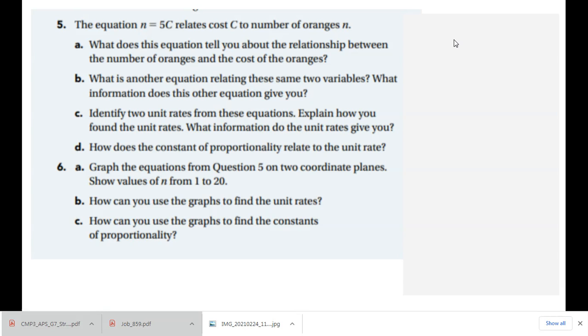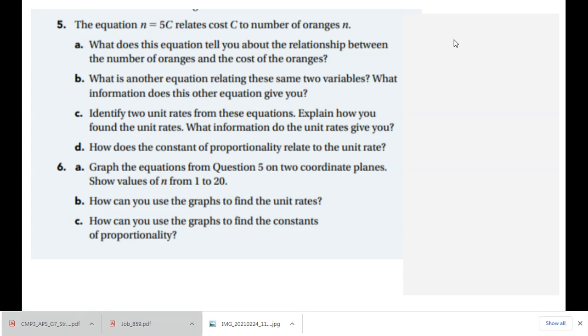Explain how you found the unit rates. What information do the unit rates give you? So I'm going to give you a little hint on that one, and that is that when you get it down to $1, that would be a unit rate. So however many oranges you'd get for $1, you would say blank oranges per $1, or you can get it down to cost per one orange. That would also be a unit rate.